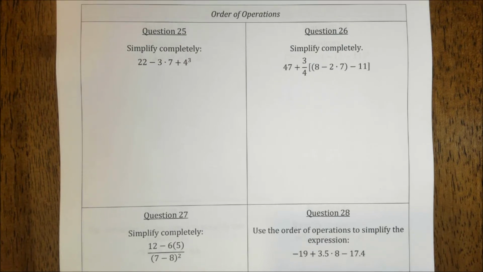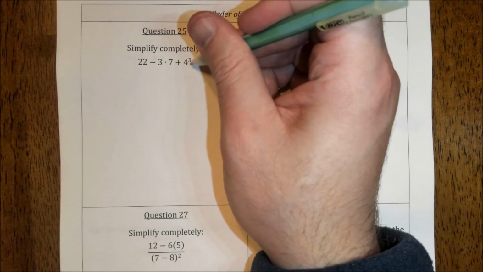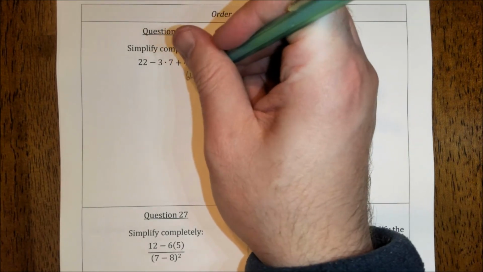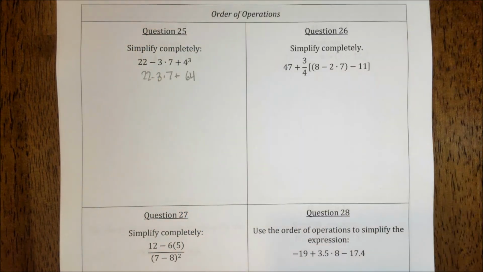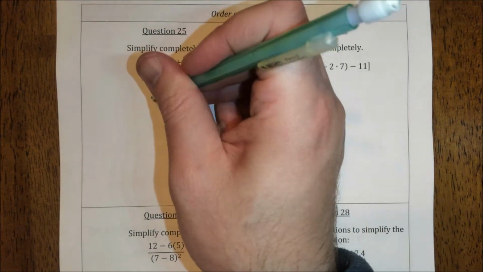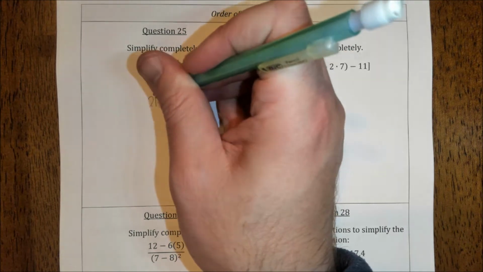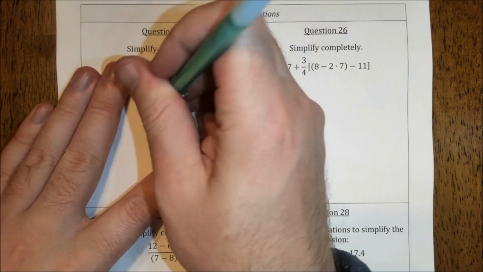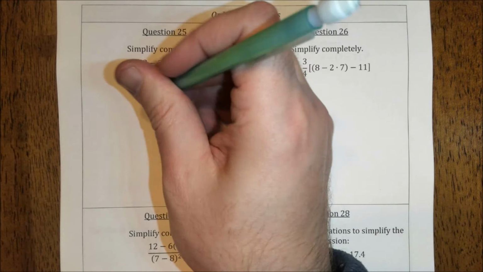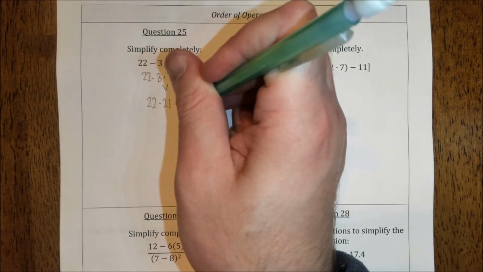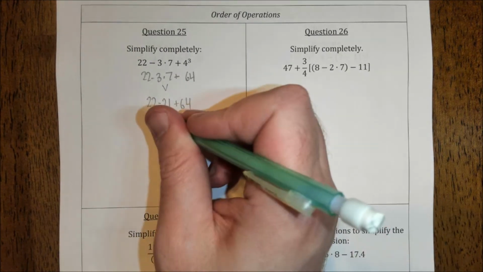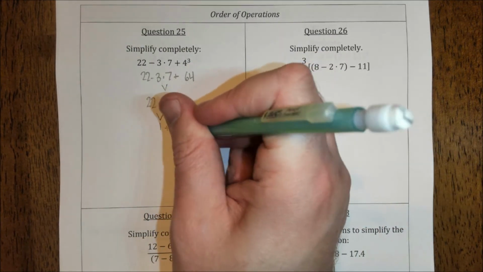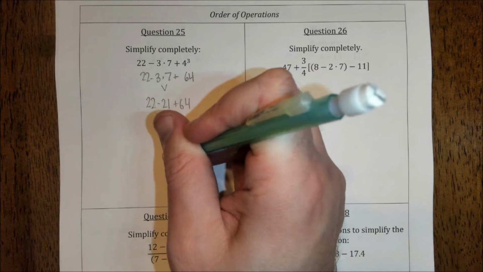Question 25. Order of operations, simplify completely. Let's start with the exponent here. 4 to the third is 64. Let's bring everything else down. Next up is the multiplication. 3 times 7 is 21. When you only have addition and subtraction left, you just go left to right. 22 minus 21 is 1. 1 plus 64 is 65.